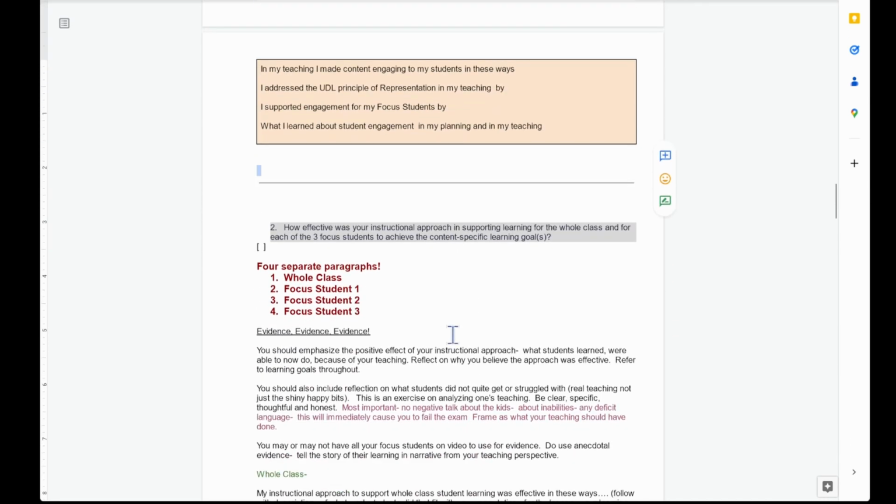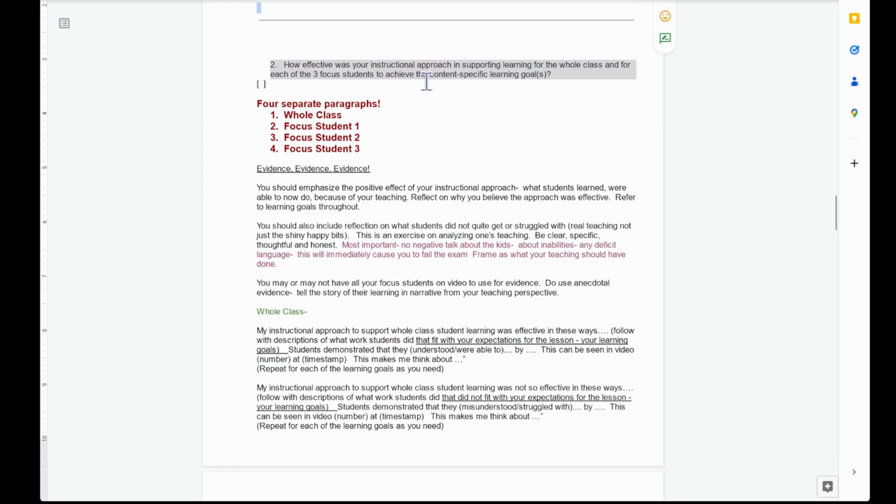You can see the second question for this one. There's a prompt here, and it says, how effective was your instructional approach in supporting learning for the whole class and for each of your 3 focus students? And 4 separate paragraphs. 1 for the whole class, 1 for focus student 1, 1 for focus student 2, and 1 for focus student 3.